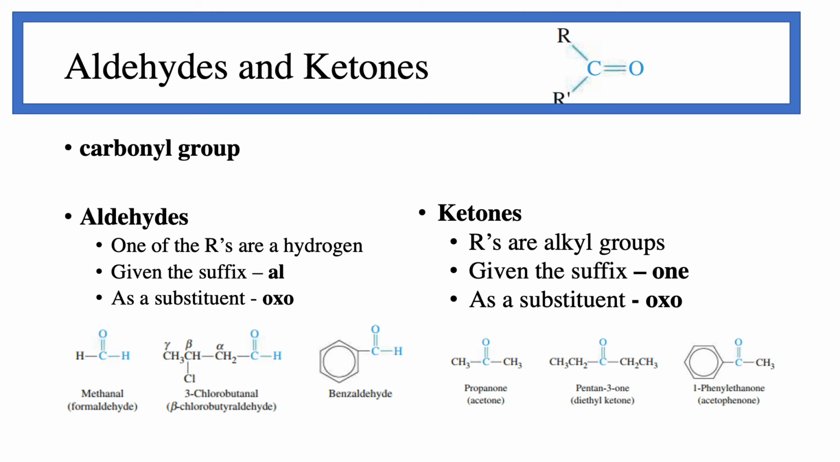Okay, so our aldehydes and ketones. So these are both going to contain a carbonyl group. The aldehydes are going to replace one of the R's with a hydrogen, whereas the ketones are going to have both R's as alkyl groups. Aldehydes are given the suffix al, while ketones are given the suffix one, and both the substituents are given the name oxo. So as we can see here, as a simple example, methanol would have been methane, but as we have that carbonyl group, we're going to name it methanal, replacing the E with an al.